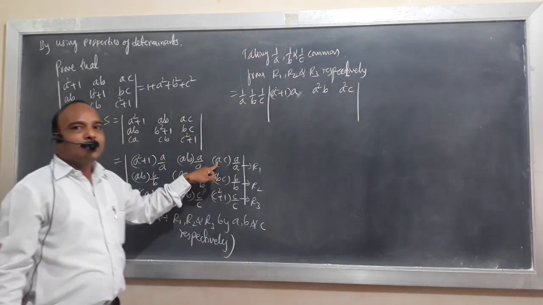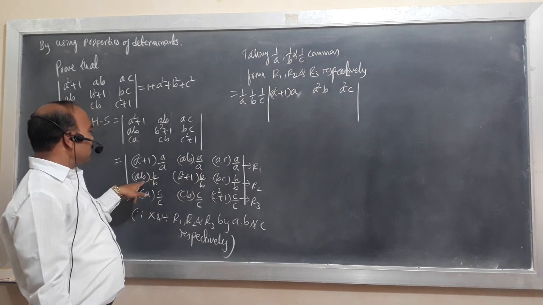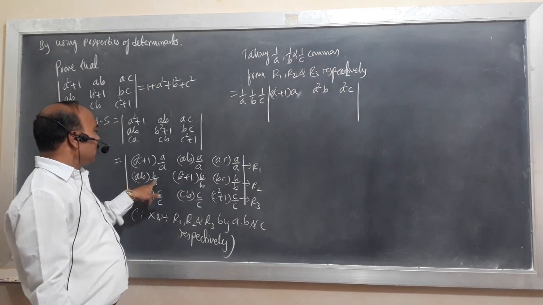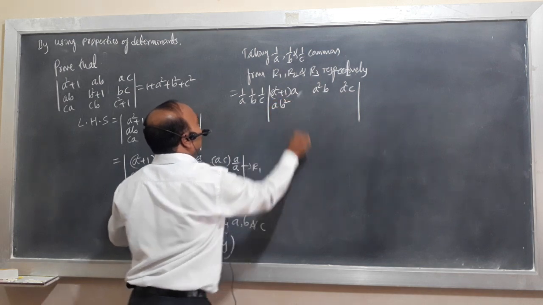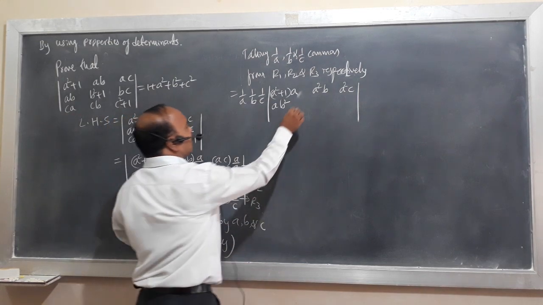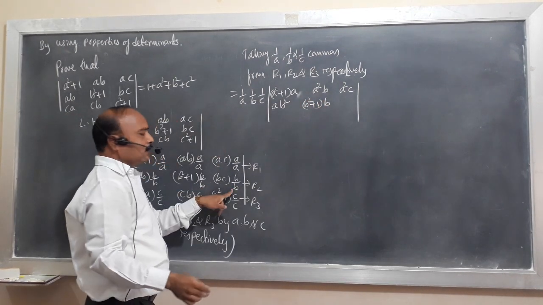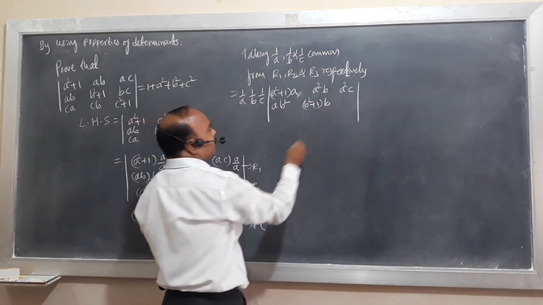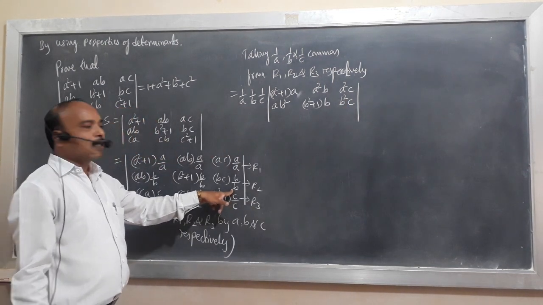Similarly, in the second row we take 1 by B outside. With 1 by B outside we get AB into B first here. AB into B is AB square. Here 1 by B is taken outside, we get B square plus 1 into B. Here 1 by B outside, it is BC into B, that is B square C. It is for the second row.